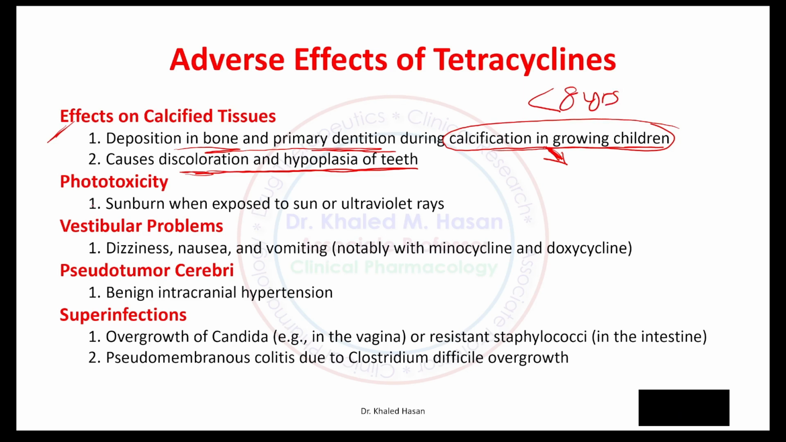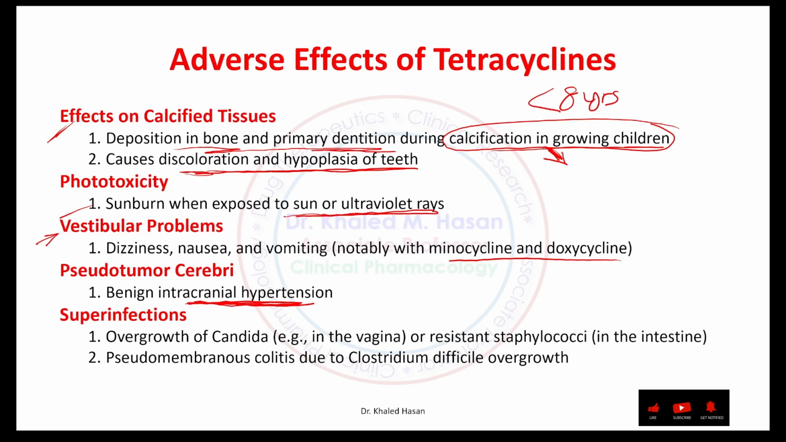Photosensitivity: the patient may suffer from sunburn due to exposure to the sun, and therefore we recommend the patient not be exposed to the sun or ultraviolet rays. This medication may cause vestibular problems such as dizziness, nausea, and vomiting, especially with minocycline and doxycycline. It may also cause something similar to a tumor in the brain, but this is not a tumor. This is pseudotumor cerebri, and it is related to increased intracranial pressure. So patients suffer symptoms similar to a tumor because tetracycline increases intracranial pressure, and this is considered benign intracranial hypertension.